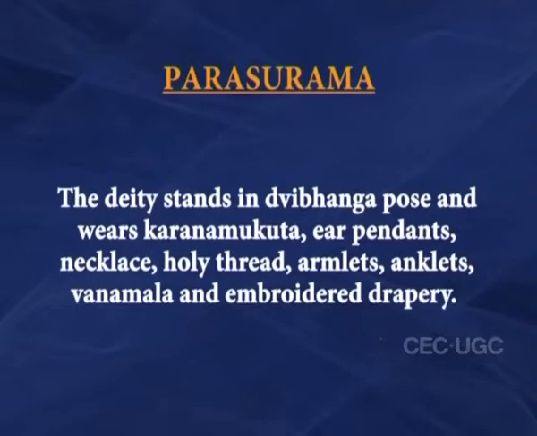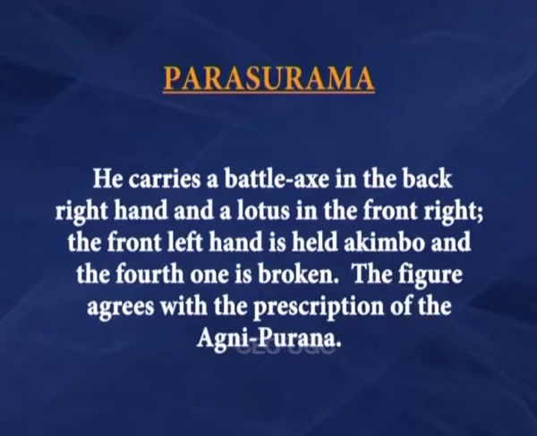Another image from Garhwa Fort, Allahabad, represents Parshurama with four arms. The deity stands in Dvibhanga pose and wears Karnamukta, ear pendants, necklace, holy thread, armlets, anklets, vanamala and embroidered drapery. He carries a battle axe in the back right hand and a lotus in the front right. The front left hand is held akimbo and the fourth one is broken. The figure agrees with the prescription of the Agni Purana.